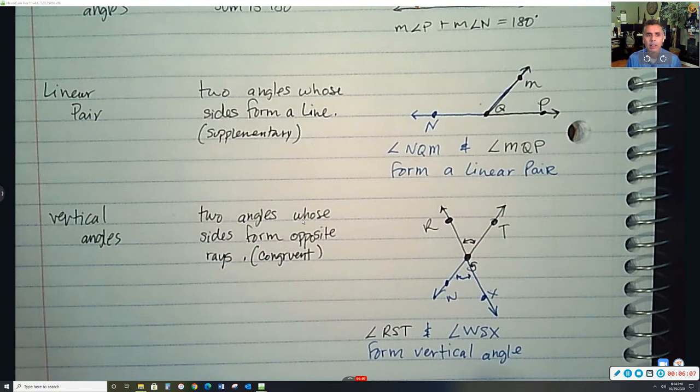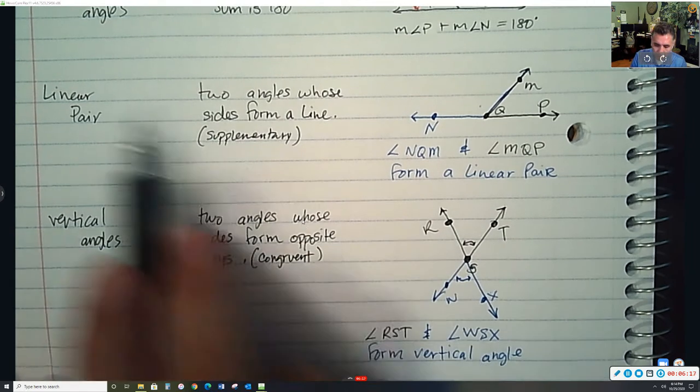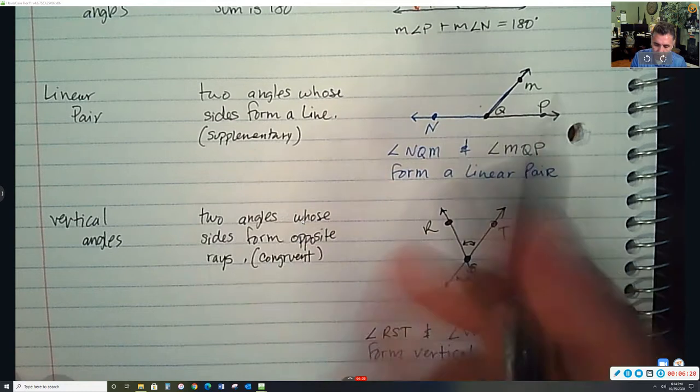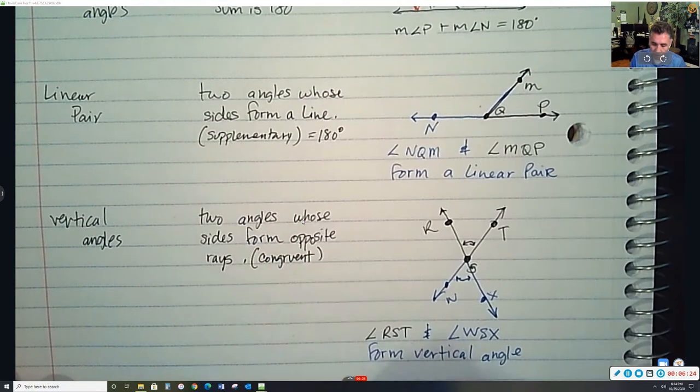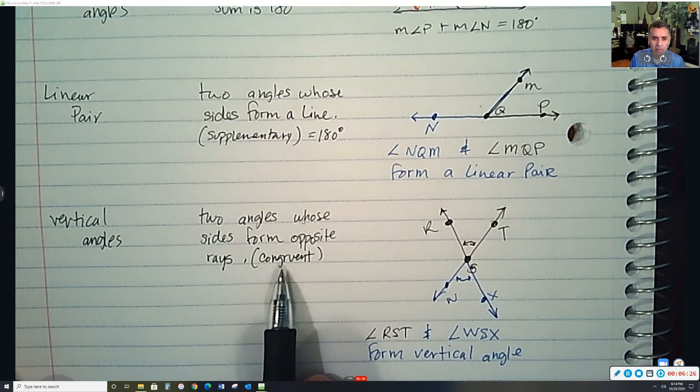So hopefully that kind of makes sense, or you remember it from before. And then another thing, linear pair I put in here, they're supplementary. What does that mean? It means when you add them up, it equals 180. And the other thing I put in here, these angles, vertical angles, are congruent.